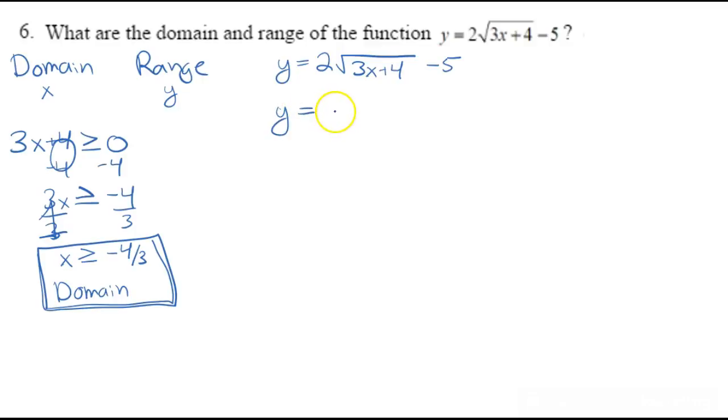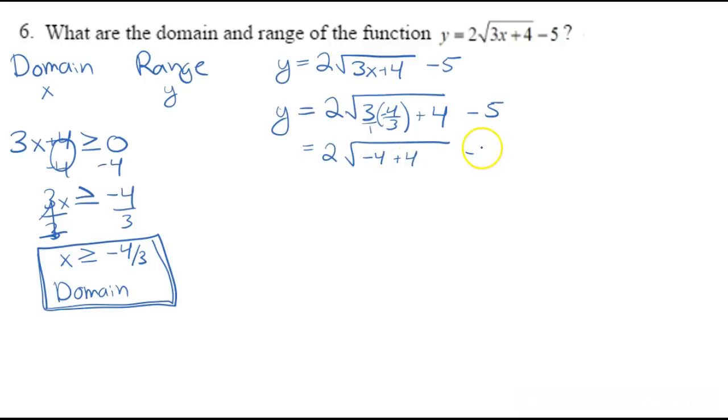So y is going to be equal to 2 square root of 3. Now x is negative 4/3. Plus 4, and then minus 5 is outside the radical. So let's keep simplifying. So 3 times negative 4/3, because I'm thinking that is 3 over 1. So we have the numerator, which is 3 times negative 4, negative 12, over 1 times 3, which is 3. So negative 12 divided by 3 is negative 4, plus 4, minus 5. So that equals square root of 0 minus 5, which is good because that's what we were looking for.